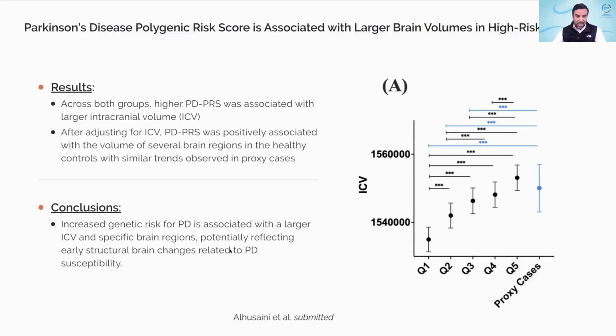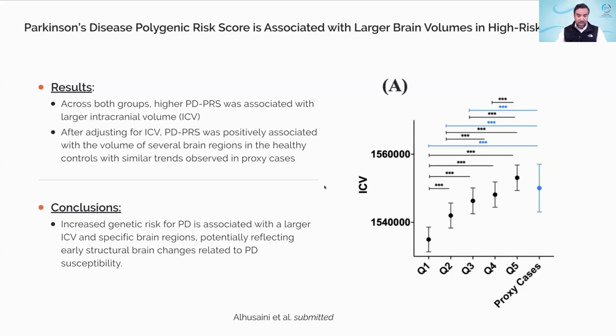So next, we looked at the association between Parkinson's disease polygenic risk score and the brain phenotypes of interest. So what we were able to find is a higher PRS for Parkinson's disease was associated with larger intracranial volume. And then after adjusting for intracranial volume, we also saw a positive association between Parkinson's disease risk score and several brain regions as well.